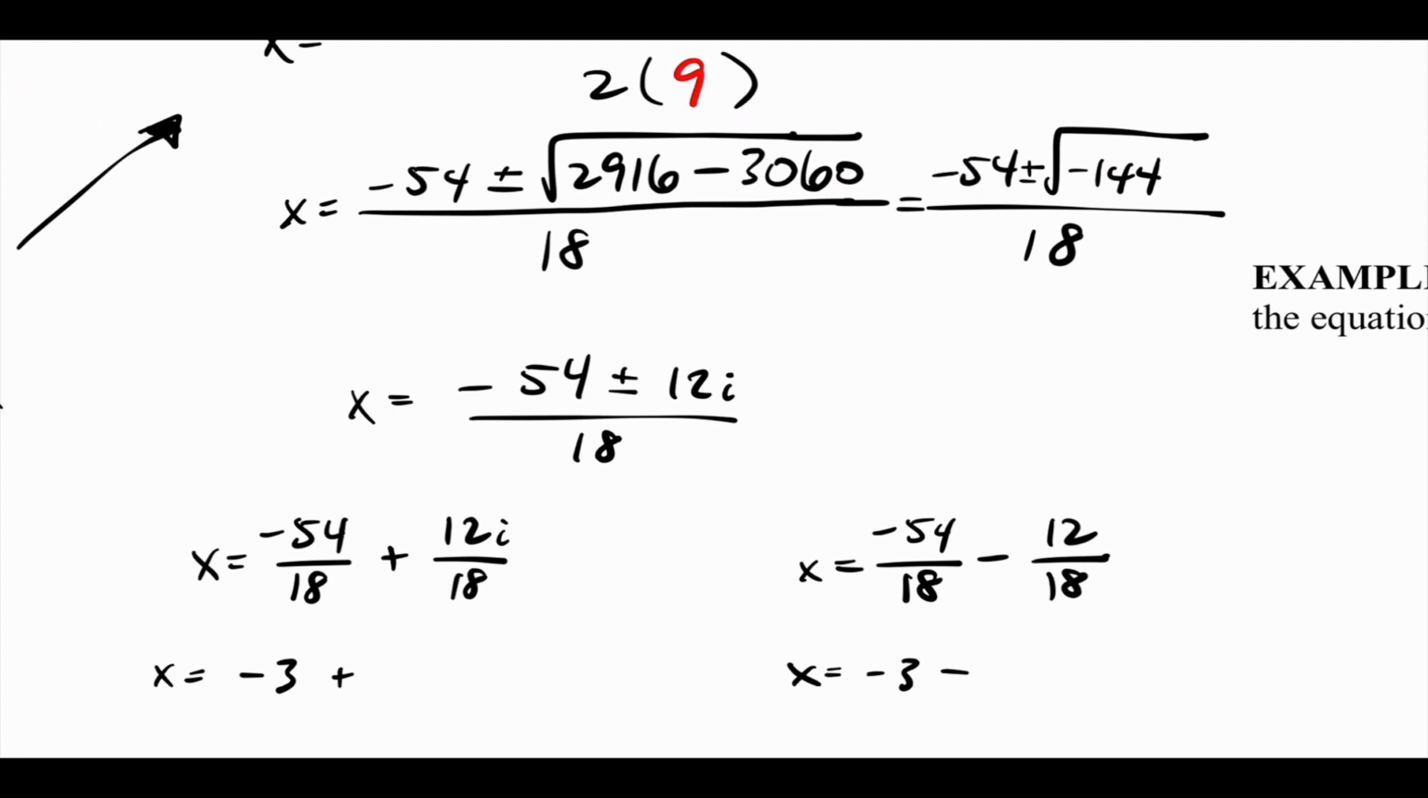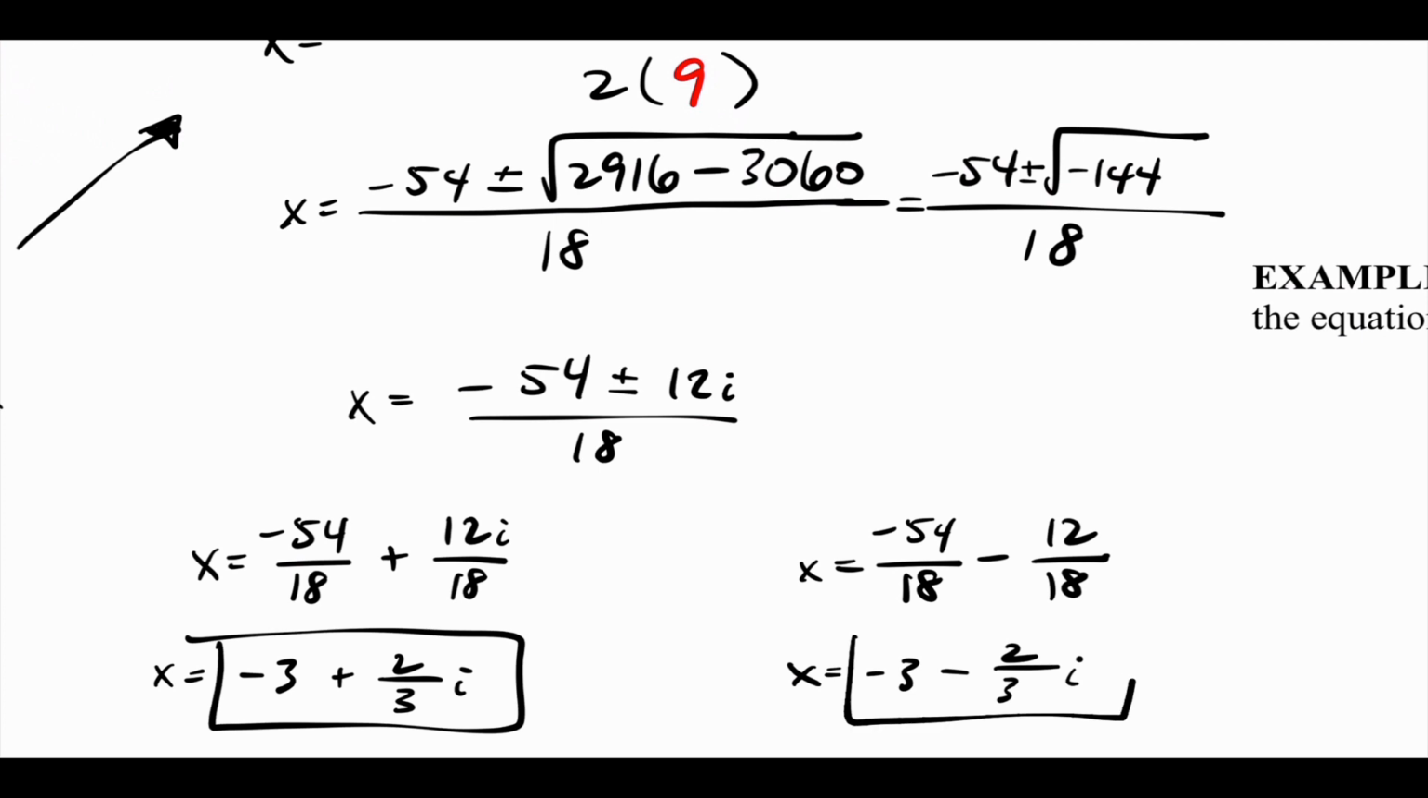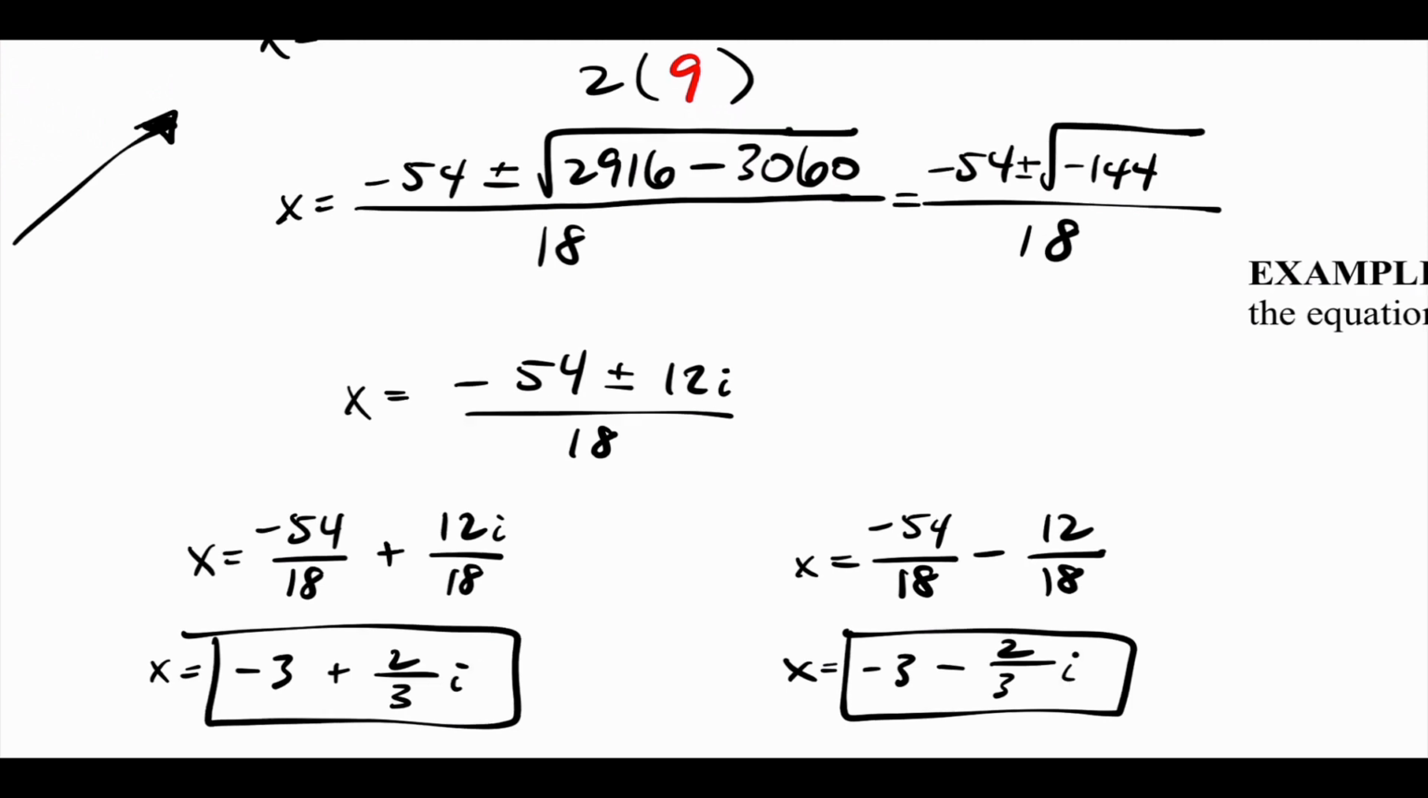Twelve 18ths I can reduce. Divide them both by 6. One answer here, one answer here. You'll know you did it right if both of them are exactly the same except one key difference. One has a plus in between, one has a minus in between. Oops, forgot to put the I here.